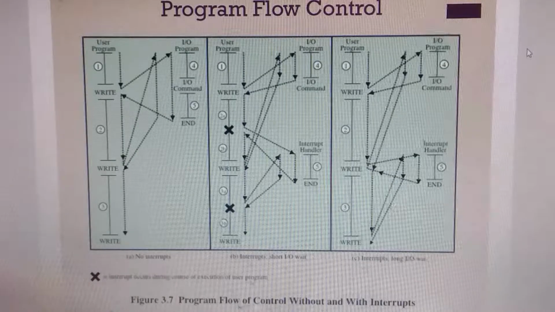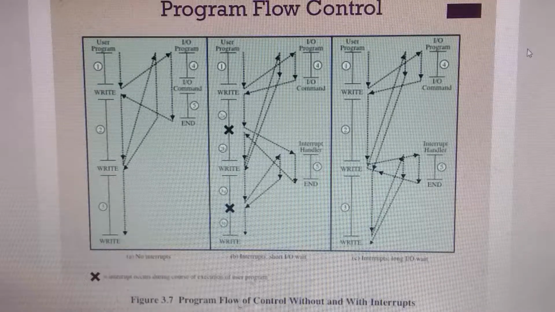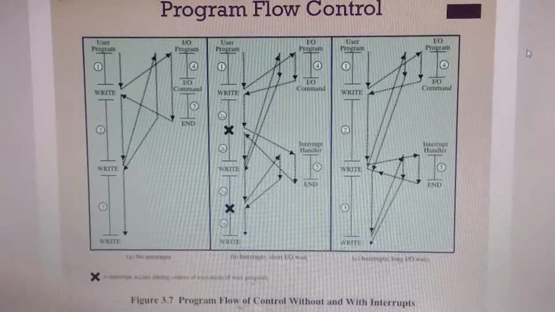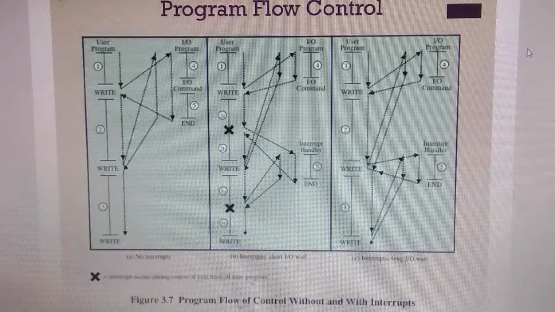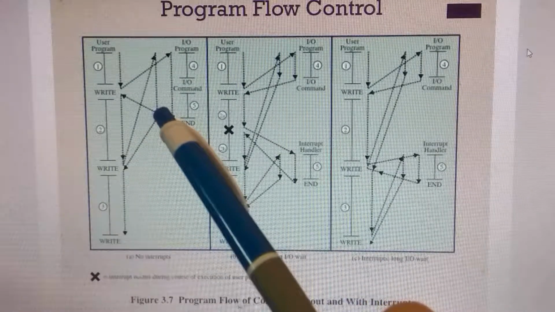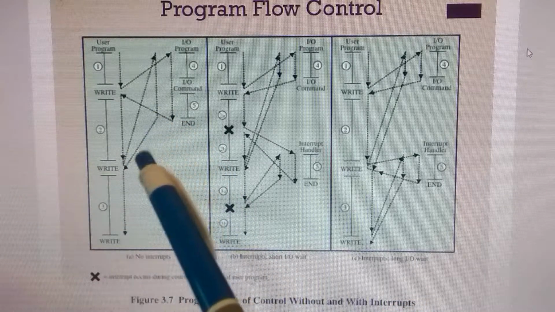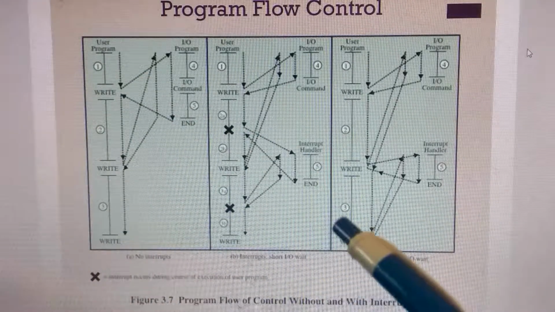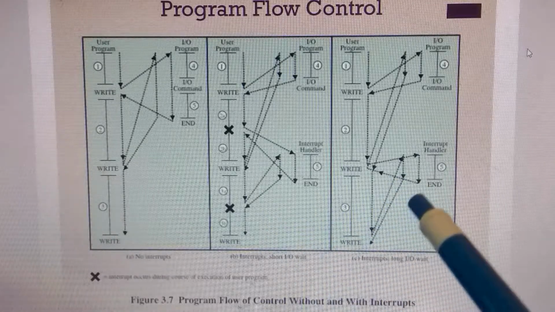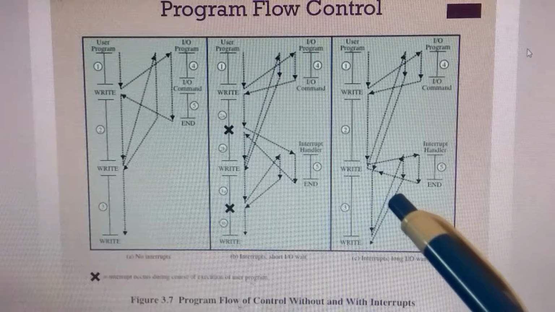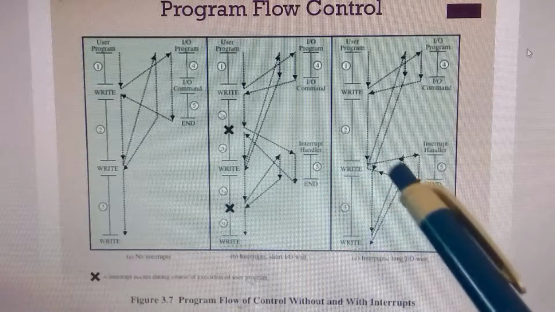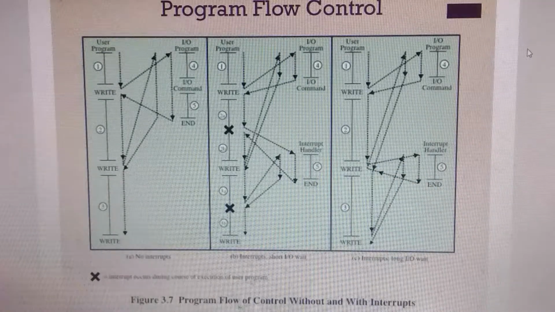The diagram above shows the effects of interrupts and how they affect the I/O. As you can see, in the first diagram there is no interrupt, so the I/O will be very fast. In the second diagram, there are interrupts and there is a short I/O wait. And in the third picture, there are also interrupts, but there is a long I/O wait, which depends on the type of the interrupts.